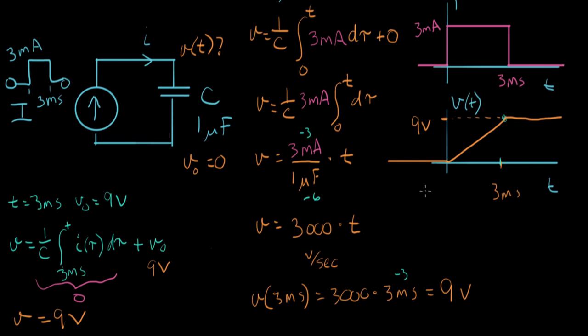So that's how we solve a capacitor problem, a really simple one. And it happens that we were integrating a current pulse, and what we got was a voltage ramp.